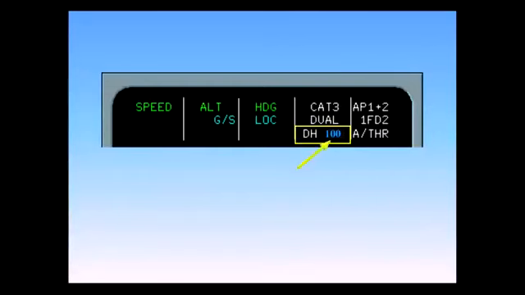Notice that the numerical value of the decision height is displayed in blue, while the rest of the information is displayed in white. Also, the aircraft must be in either the descent or approach phase for these values to appear.